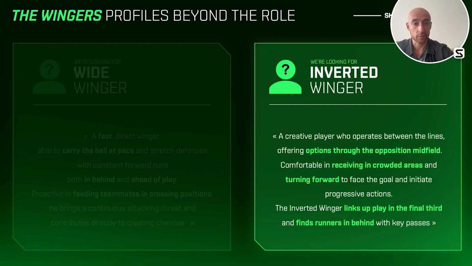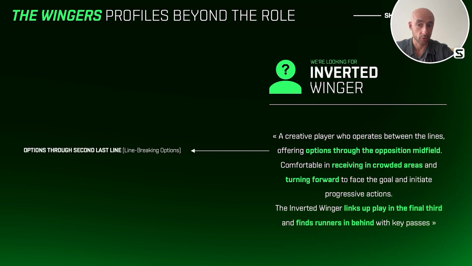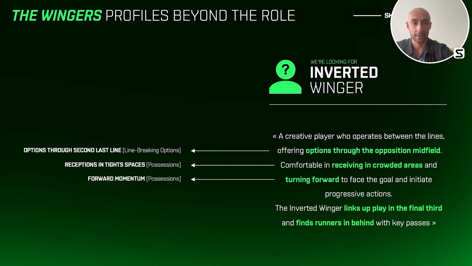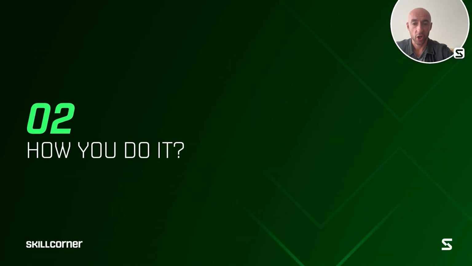Again, we have metrics to track all of these football-specific behaviors, and they could be the following. Options through second-last line, receptions in tight spaces, forward momentum, which allows us to understand how a player is able to receive the ball from the back or from sideways, pivot on the first control and face the opposition goal to make a progressive action. Possessions and finish, a really specific phase of the game, and pass attempts to runs in behind. Now let's go into SkillCorner's web app lab and check the profiles and the resulting players.